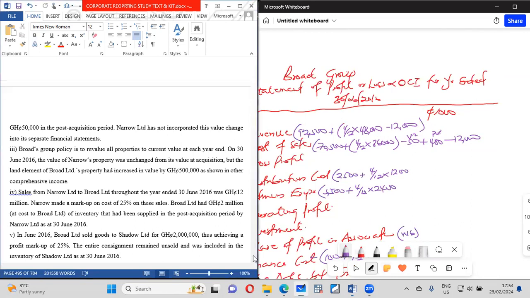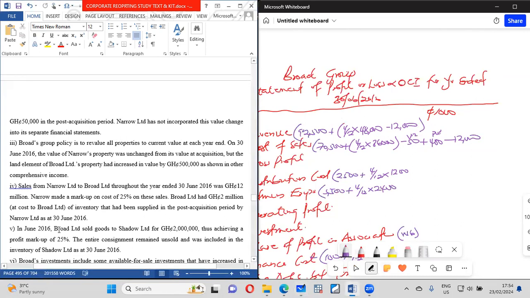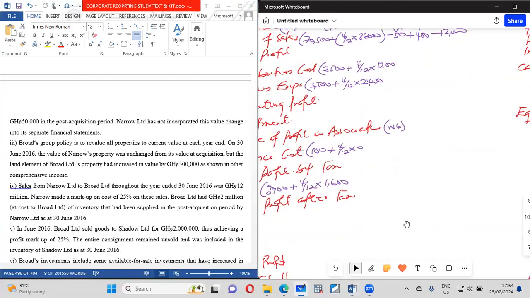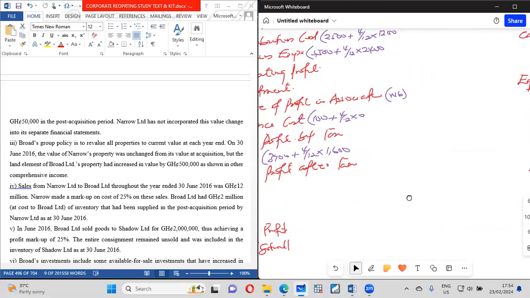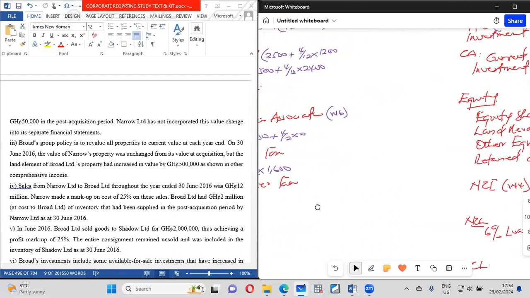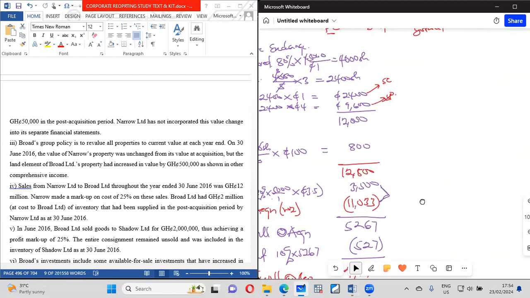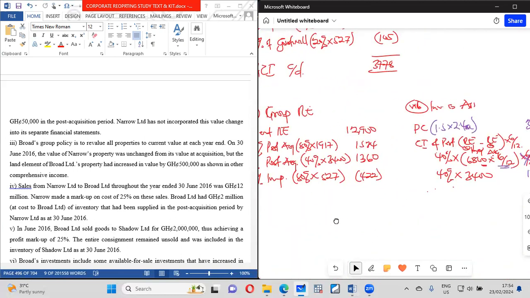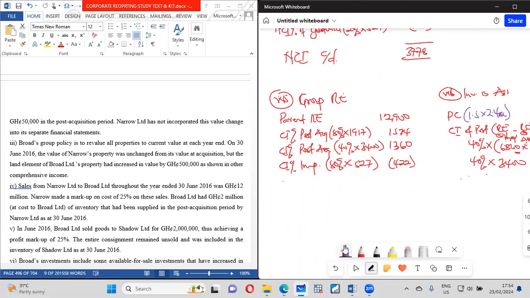Also, there is this one sold. Please, this one is an associate. We don't consolidate the associate, so it can't come here. So what do we do? Associate, where are you? There is a PAP on the associate. As for the PAP in associate, it is always in group workings 5, regardless of who sold to who.